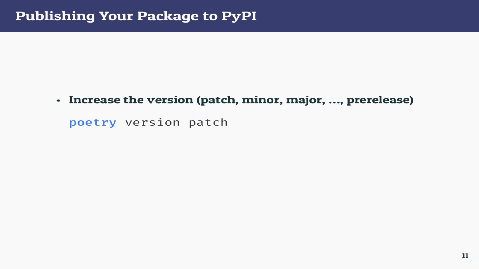We are almost there. Before publishing, you might want to update the version of your package with a poetry version command. There are multiple options for increasing the version of your package such as patch, minor or major.